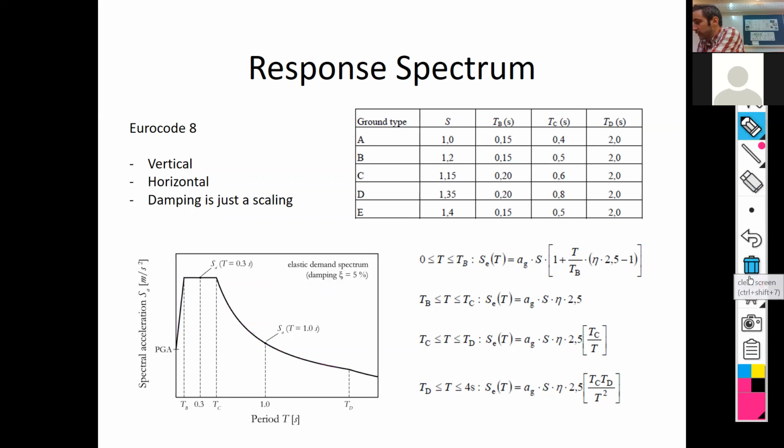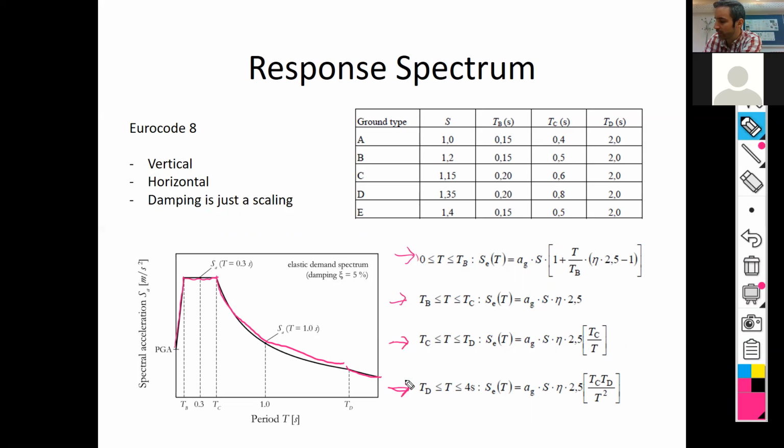This spectrum is composed of 4 parts. One part which is a linear part, then we have a constant part, then we have this part which is actually like a hyperbola, I think it's called, like 1 divided by x curve. And then we have this other part which is 1 divided by x squared. But all these 4 parts are given by these 4 equations here.